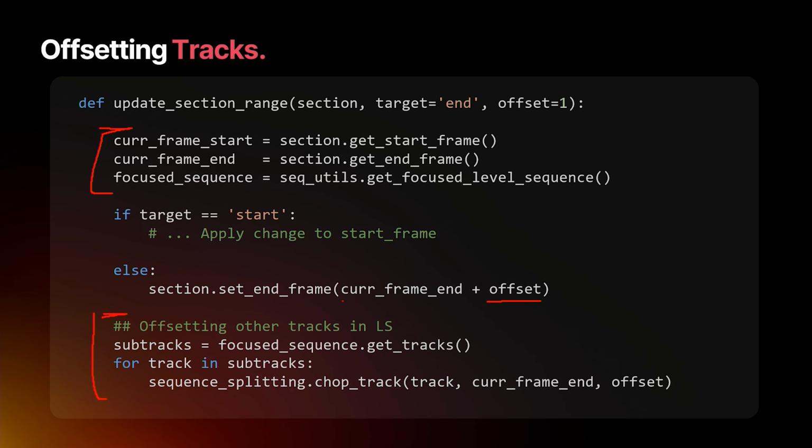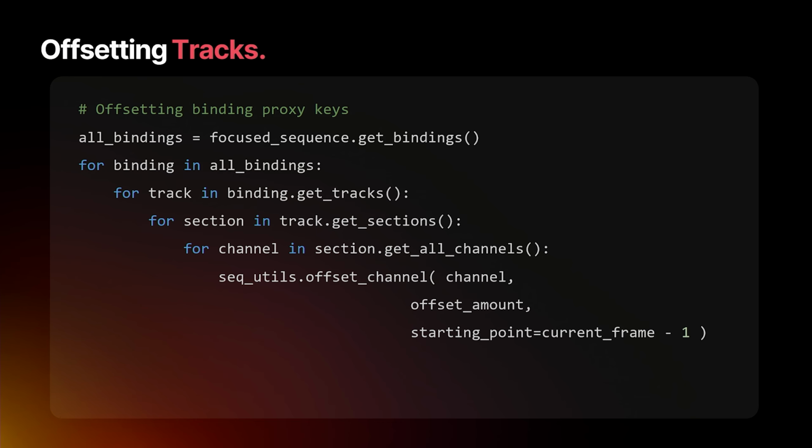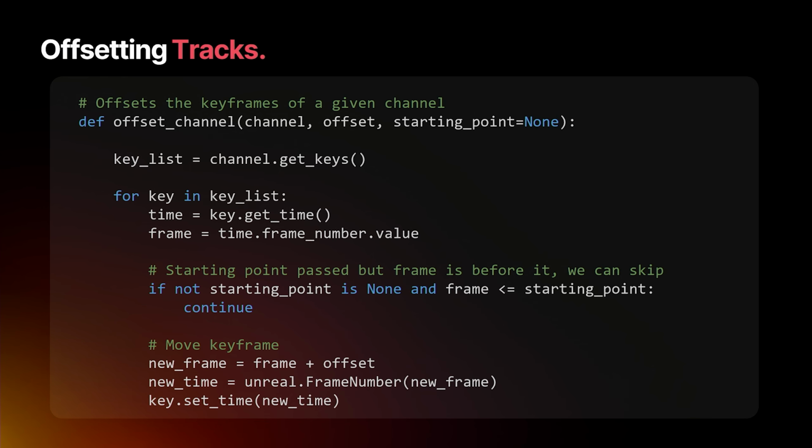I'm getting the tracks for all of my forecast sequence. And then I call this function that is called chop track. You might be wondering why it is called chop instead of just offset, but I will be going into that in a second. This is the function that applies all the offsets to the other shots that we want. And for that tiny little keyframe that I have, we can also do something like this to get the bindings, get the tracks from the bindings, the sections, the channels, and offset each of the keyframes inside the channel, which would look something like this.